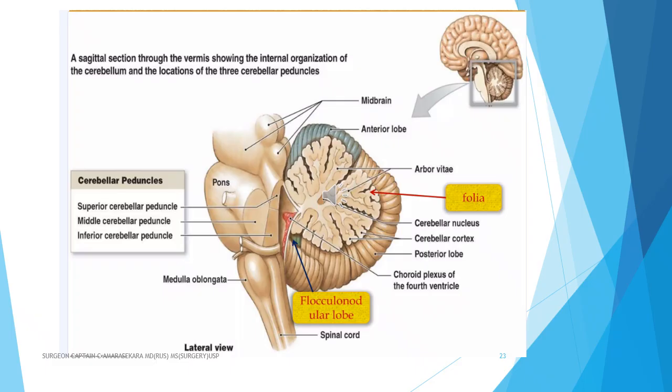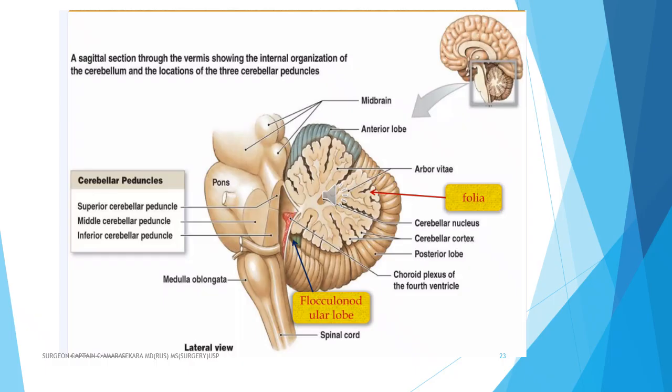So now let's go into the middle cerebellar peduncle, or what we call the pons connection. It is the largest peduncle and carries afferent fibers from the cerebral cortex via pontine nuclei. So it transmits motor planning signals from the cortex to the cerebellum. So lesions in this area impair the smooth execution of voluntary movements.